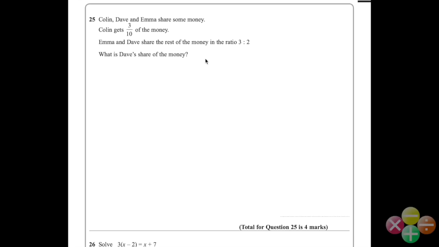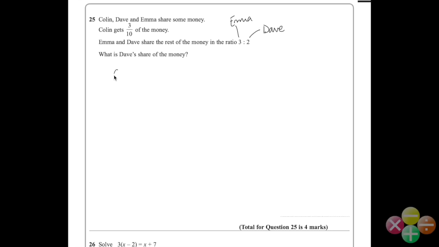Okay, so the first thing that I notice here, we've got a ratio, the ratio 3 to 2. And often people don't know who gets the 3 parts and who gets the 2 parts between Emma and Dave. It's literally the order they come in the sentence. So it's Emma and Dave. So Emma comes first. So Emma will get 3 parts. And Dave, he's after Emma, so he gets the 2 parts.